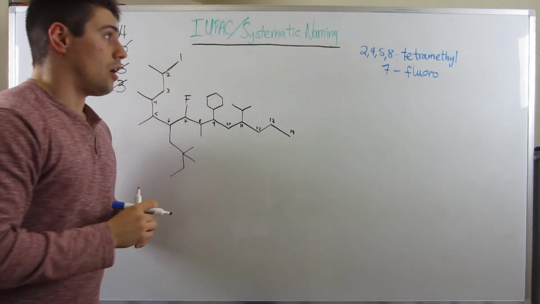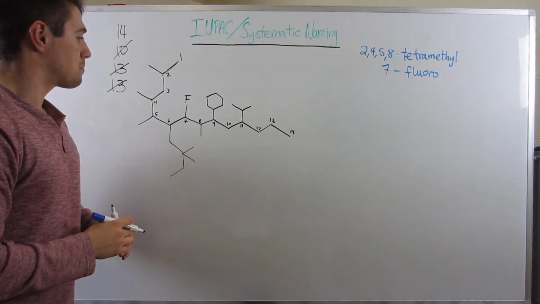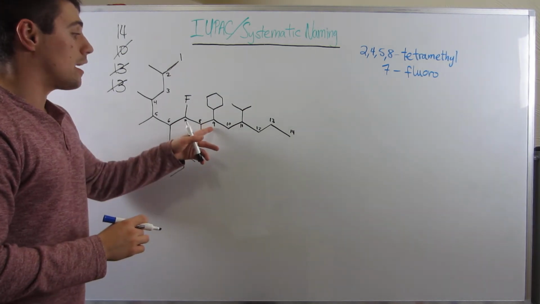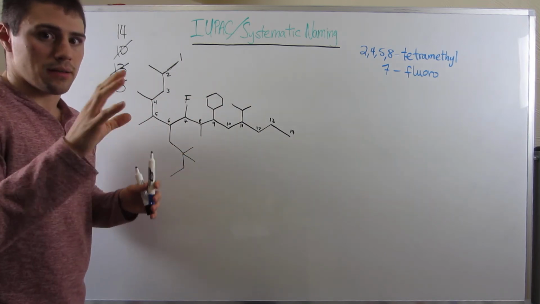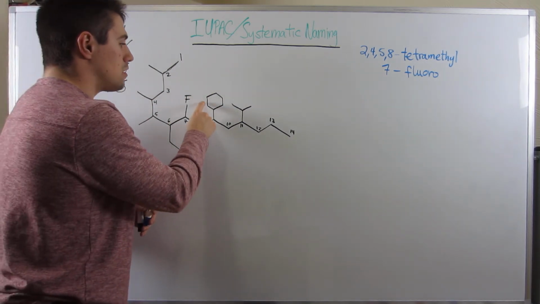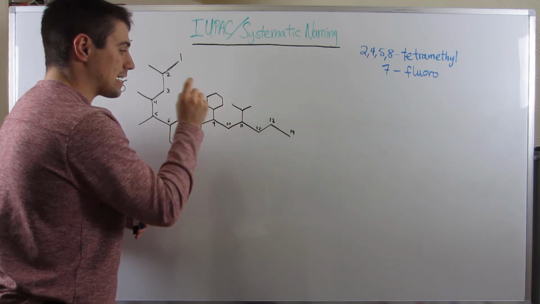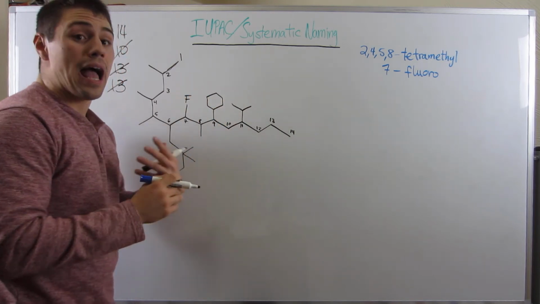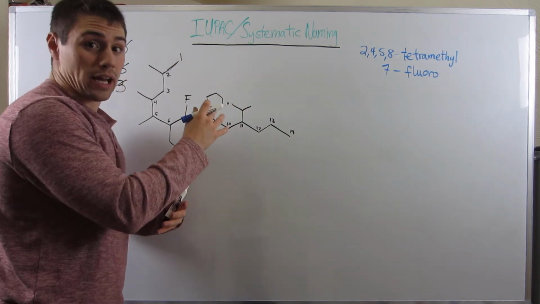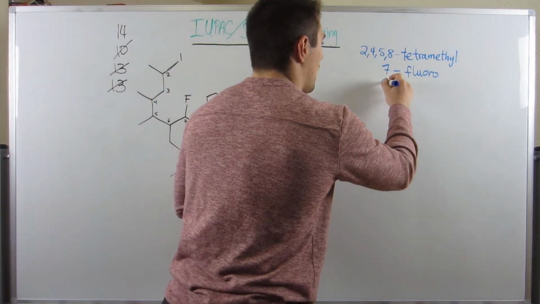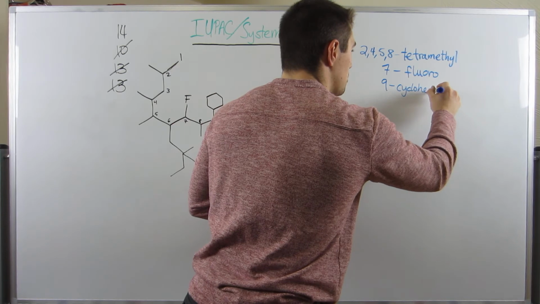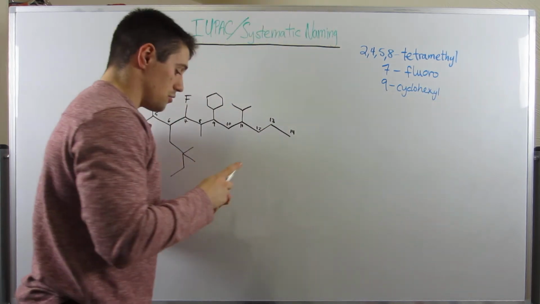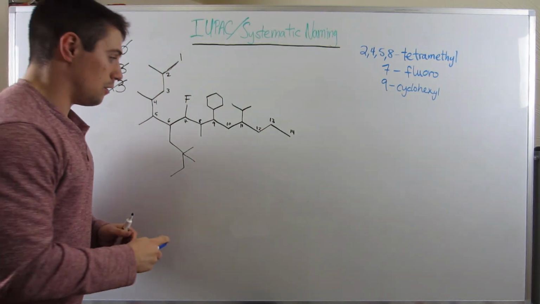F-L-U-O-R-O. Always spelled fluorine wrong back in the day. Okay, so at 9, we have this cyclo structure. Let's count how many carbons are in this: 1, 2, 3, 4, 5, 6. So it's a cyclohexane, but remember, it's a branch. So we're going to have 9 cyclohexyl. Just something we're used to. Drop the A-N-E, add the Y-L.